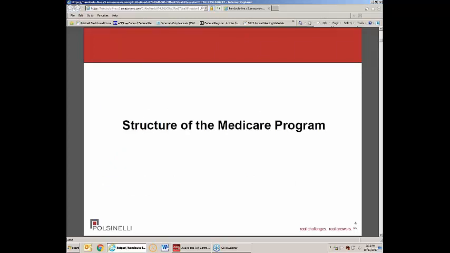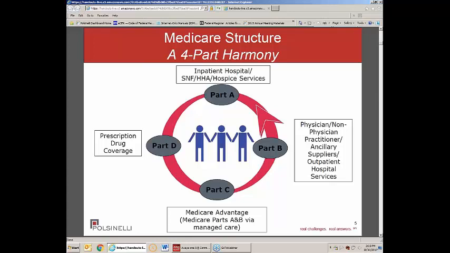Thanks, Bragg. Yep, we are going to start by talking about the high-level structure of the Medicare program. The program and the benefits in particular are structured in four distinct parts, and they're most commonly referred to as Parts A, B, C, and D. And those are labels that aren't exactly helpful if you're trying to understand what's covered in the Medicare program. But we're going to go into a lot of detail about each part as we go through the presentation.